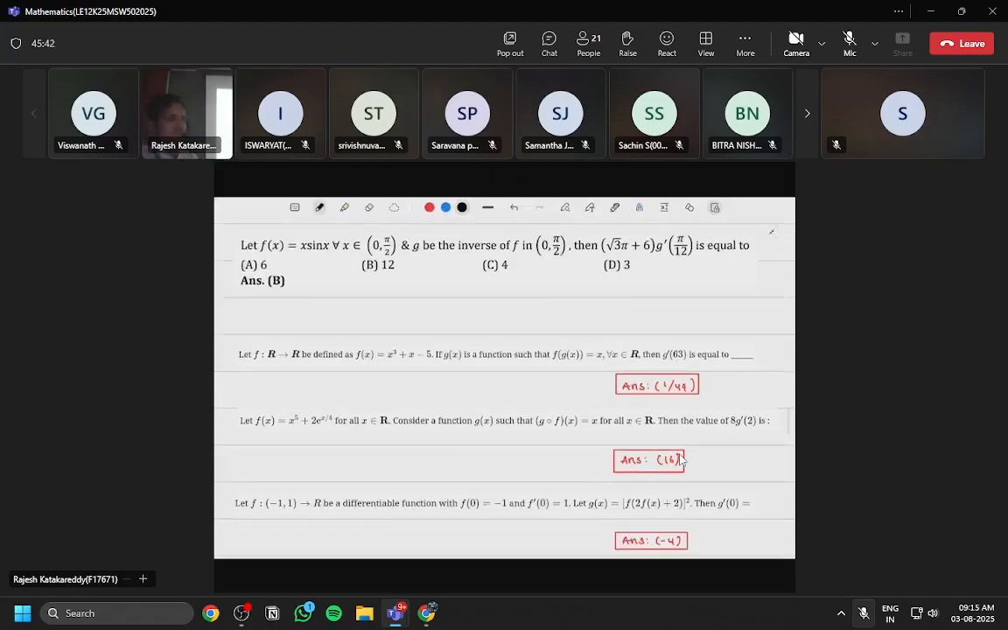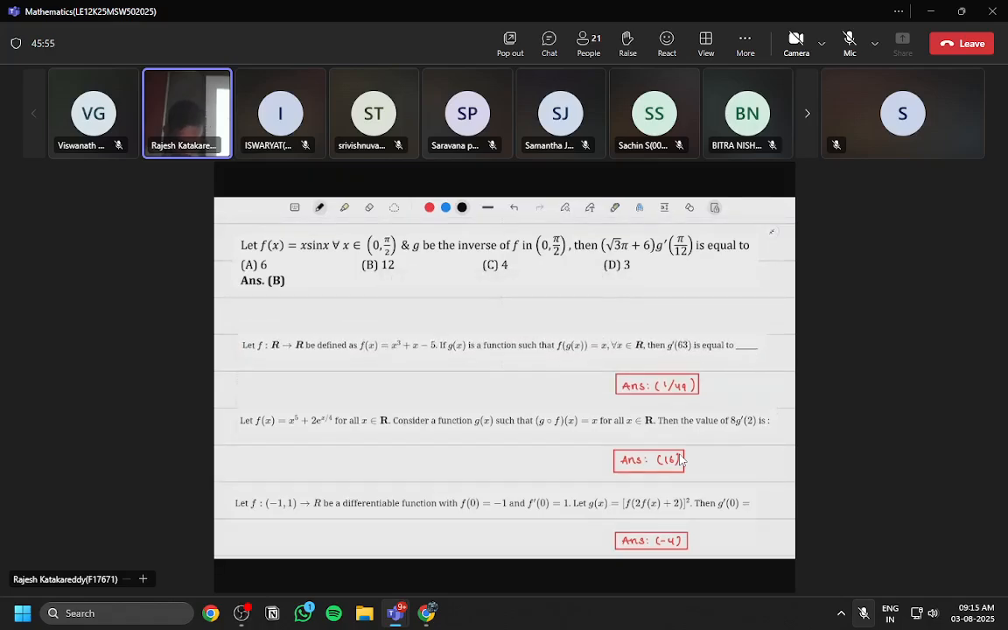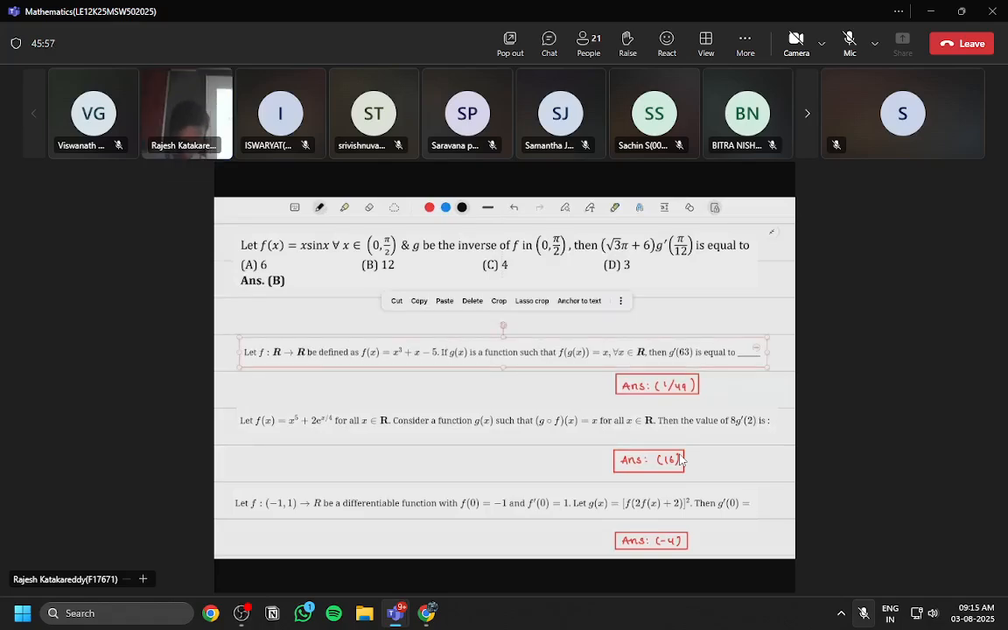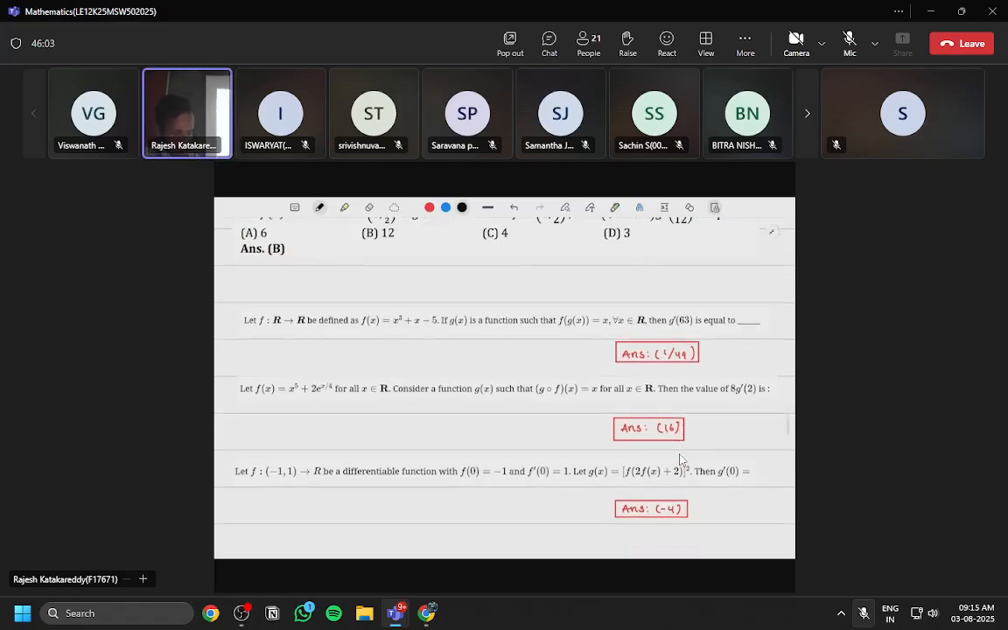The remaining 3 is too small. Let me try to make this one big. Yeah, I cannot make it. Then I'll do one thing. Two you have noted down, no? The remaining I'll upload in Teams. You copy from there, right?